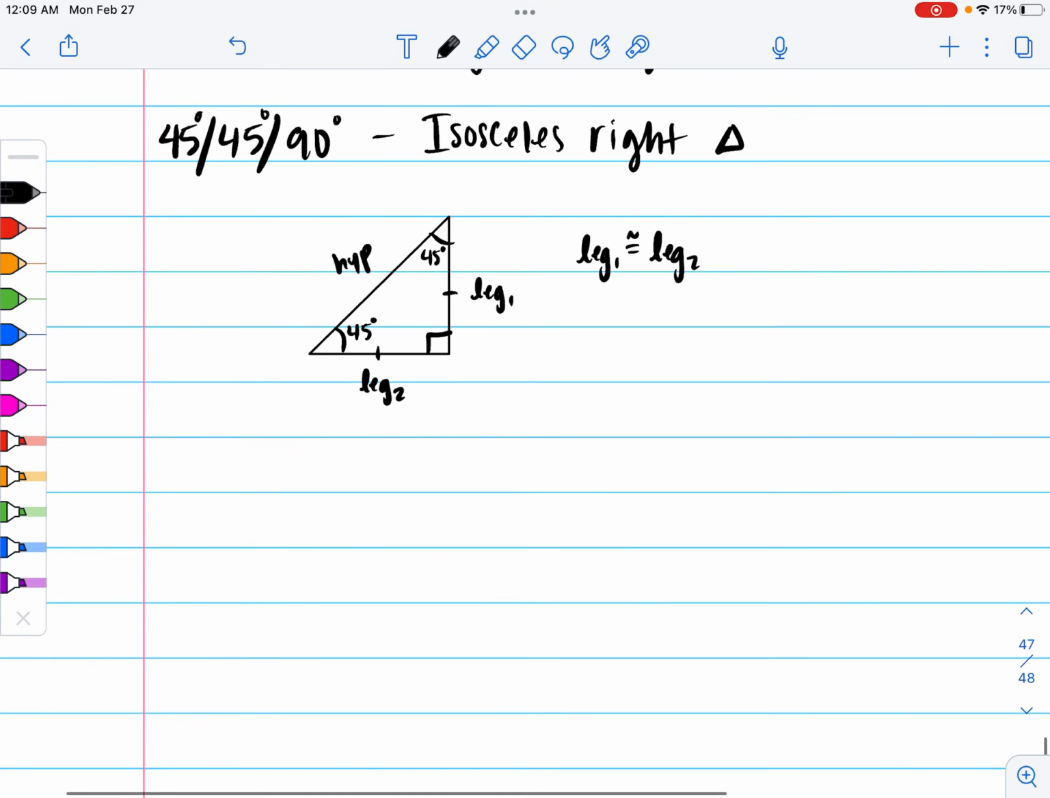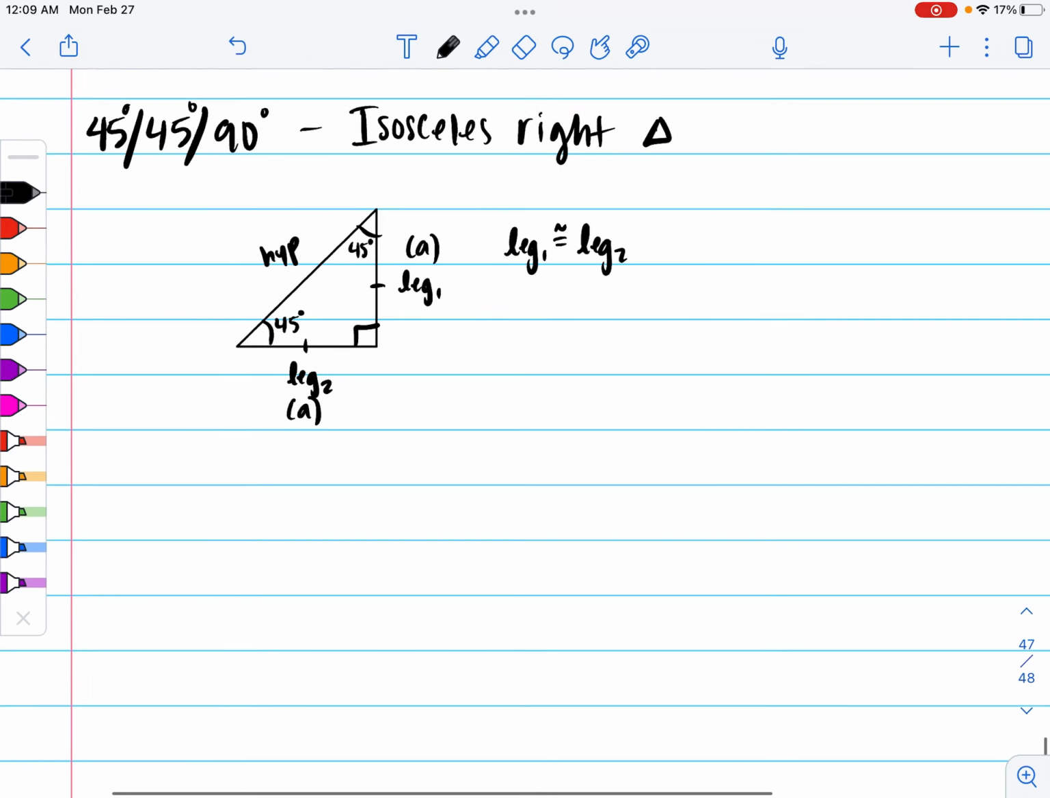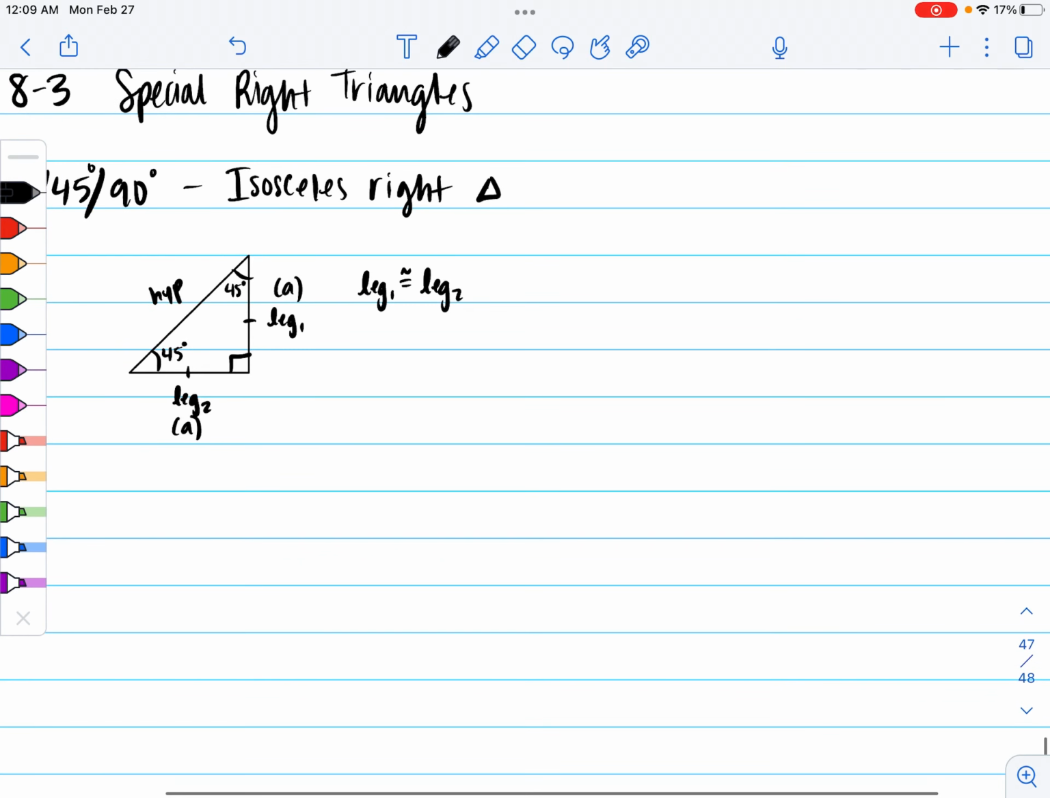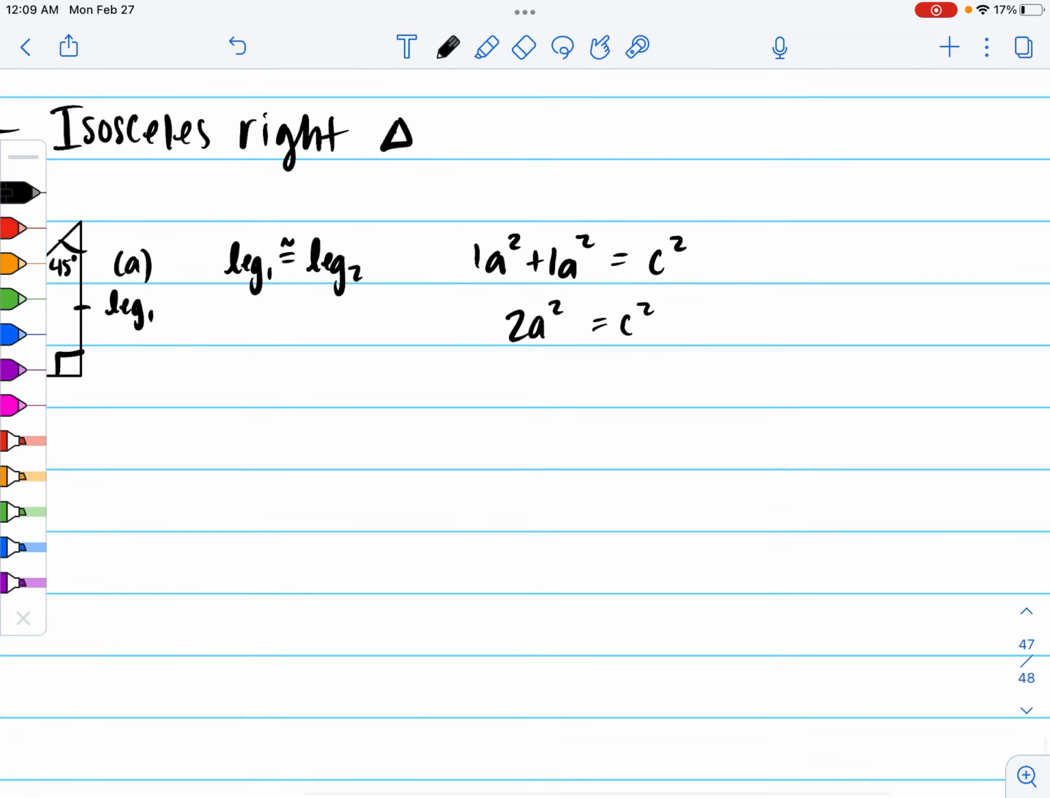So no matter what, if leg 1 has a length of a, leg 2 will also have that same length. And if you do the Pythagorean theorem, let's say it's a squared plus, normally it would be b squared, but since leg 2 is congruent to leg 1, we could say this is a squared again, is equal to c squared. A squared plus a squared is 1 plus 1, which is 2a squared, which is equal to c squared.